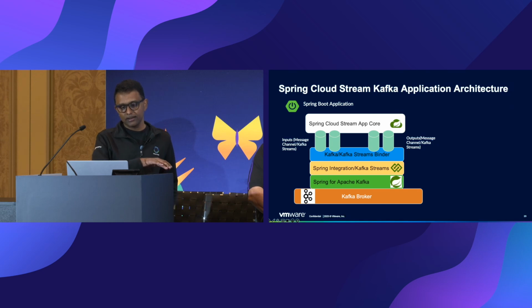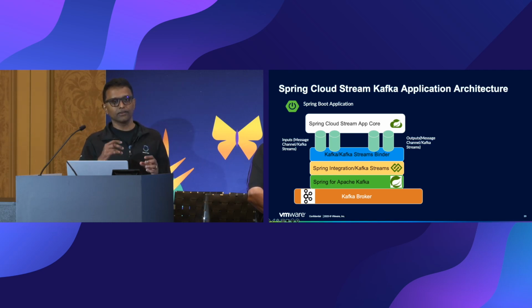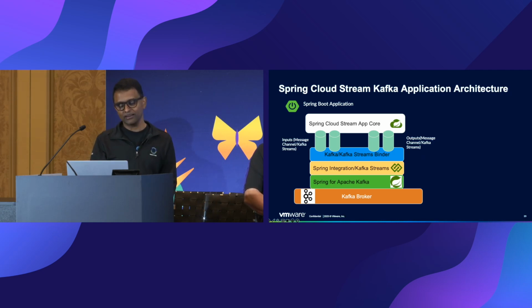If you look at it, your Kafka broker resides at the very bottom of the stack. And then on top of that, Spring for Apache Kafka comes in. And then depending on if you're using Kafka Streams or plain Kafka producers or consumers, you have Spring Integration or Kafka Streams coming into the picture. Then on top of that, the Kafka and Kafka Streams binder in Spring Cloud Stream comes into play. And then your application is actually on top of that. So if you look at it, the stack is kind of deep.